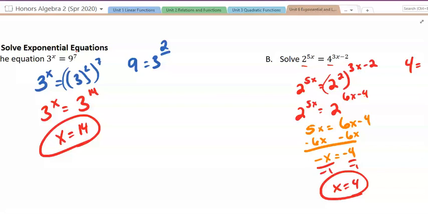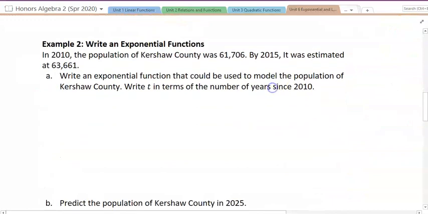But that's where we can get into some values that don't have bases that line up together, like 3 and 9, or 2 and 8, or 5 and 125, right? Because we can convert those down to a smaller base with an exponent. Okay, so let's look at example 2 here.